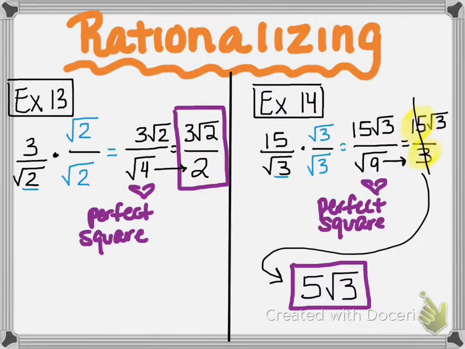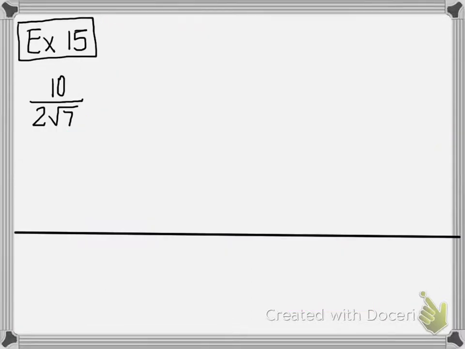One last one that I want to do together is example number 15. And this example is a little bit harder, you may notice, because we have a number in front of the radical in the bottom of the fraction this time. But we're going to start by doing the same steps. We're going to look to see what is the radical in the denominator, and that's what we're going to multiply by on the top and the bottom. So radical 7 on both of them. Notice we did not bring the 2 with us, only the 7 on the top and the bottom.